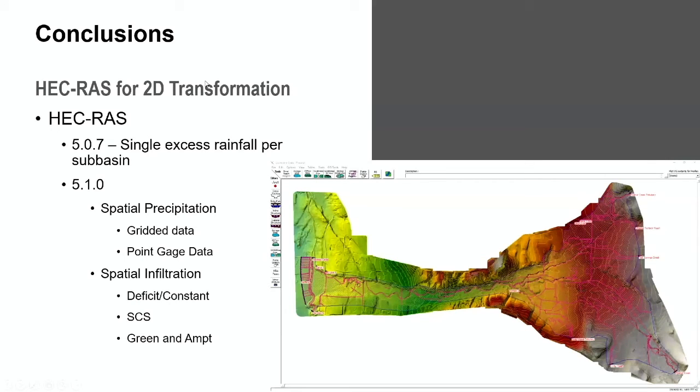So just a recap of some of our conclusions with HEC-RAS for 2D transformation. The current version, again, is single excess per subbasin. But coming out soon in 5.1, there will be spatial precipitation, which is a gridded data set. And you can also add point gauge data. It will also have infiltration, so you'll be able to do your losses and transforms within RAS.